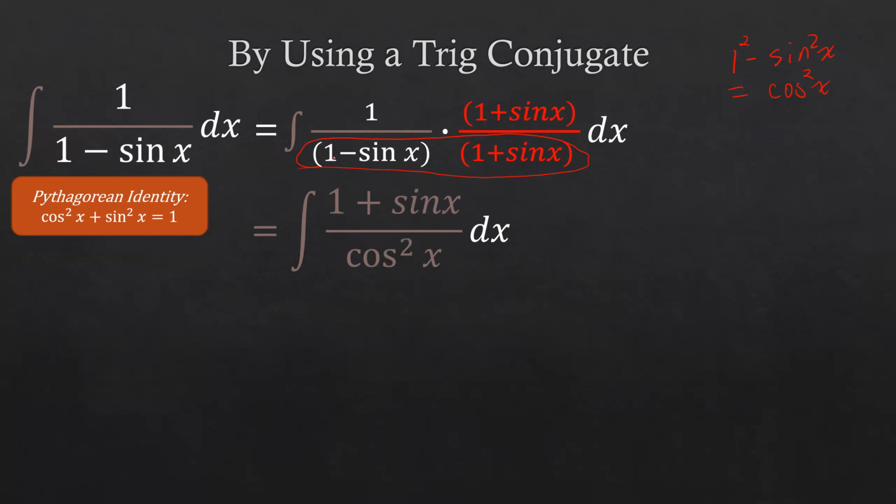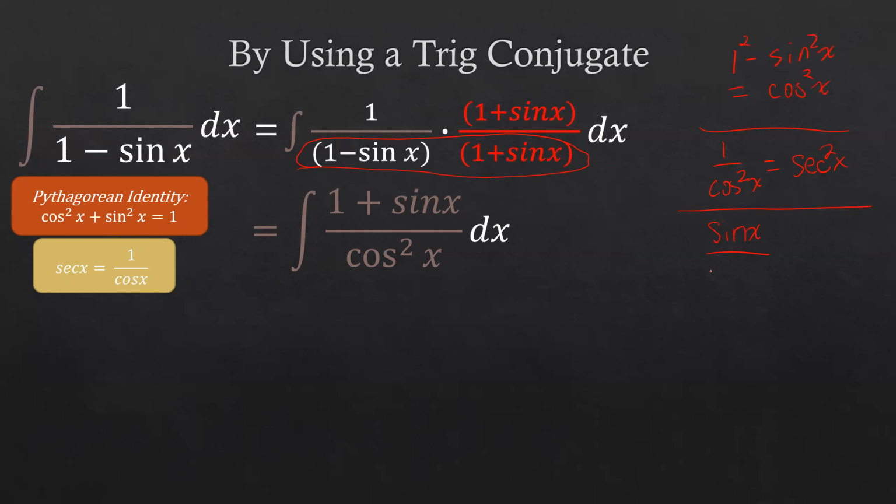And what you must remember is that secant is 1 over cosine x. So then what you have right there, 1 over cosine squared x, is going to be secant squared x. And that's nice. That's something that you can take the integral of. And then the next term right there, you have sine of x over cosine squared x, right? That is going to equal 1 over cosine multiplied by sine x over cosine x. And sine x over cosine x is going to give you tangent.